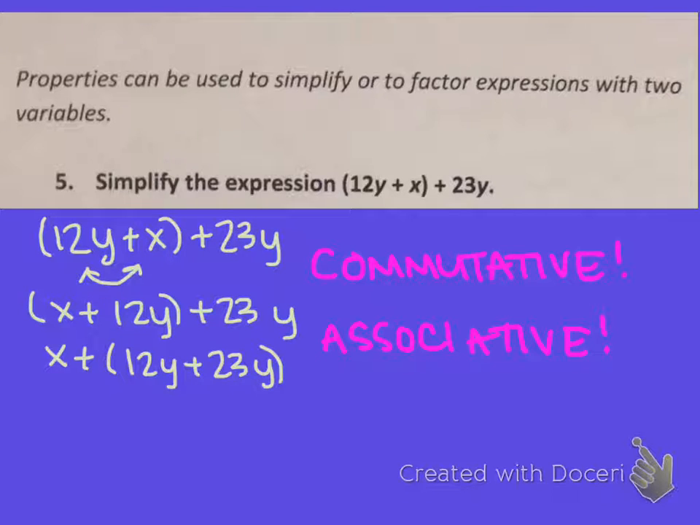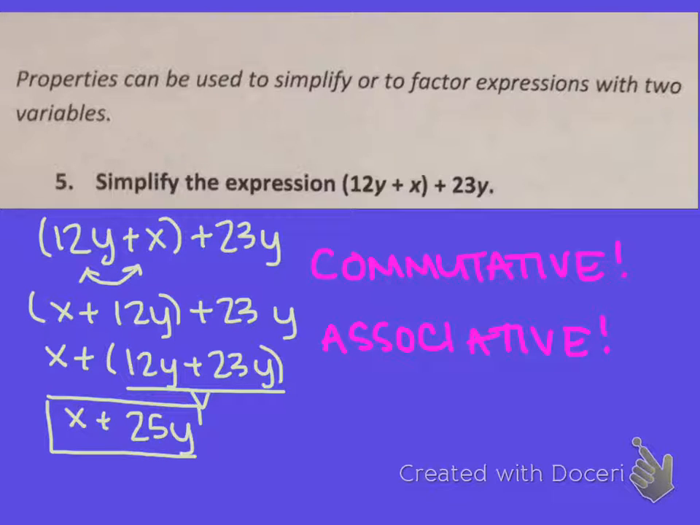So now I can combine like terms and simplify. Well, x is the only term in the entire expression that has the variable x, so it's just going to be x plus, and then I can combine 12y plus 23y. Well, 12 plus 23 is 25. So this is 25y. Therefore, our simplified expression is x plus 25y.